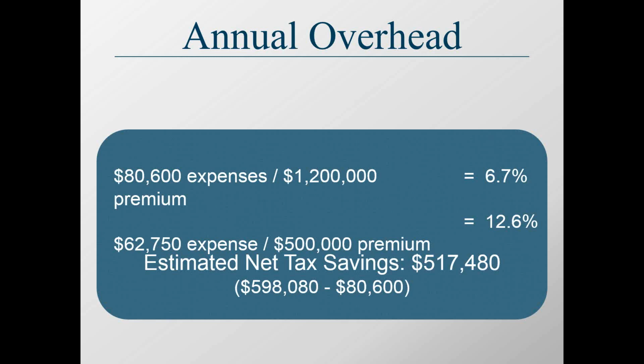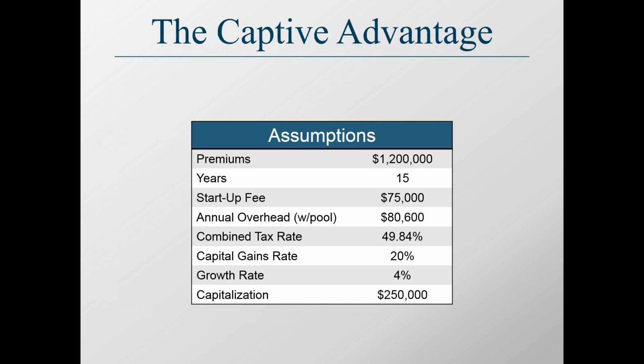So all of that is background now, because what we want to do is talk about our kind of financial examples. So with that background, we're going to assume that a company is going to pay $1.2 million a year in premium. We're going to assume they're going to run their insurance company for 15 years. We're going to assume they've paid their $75,000 startup fee, that they're paying $80,600 a year in premium. We're going to assume the California rate of 49.8% in combined income tax.